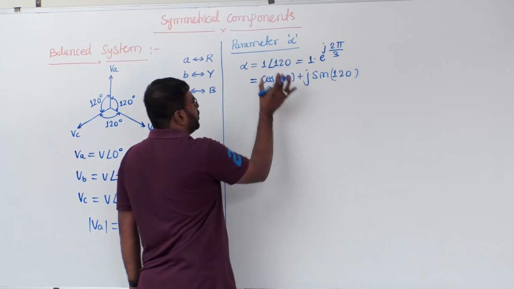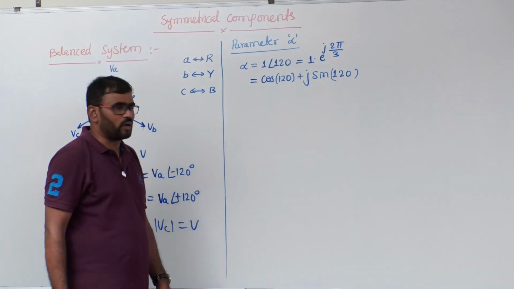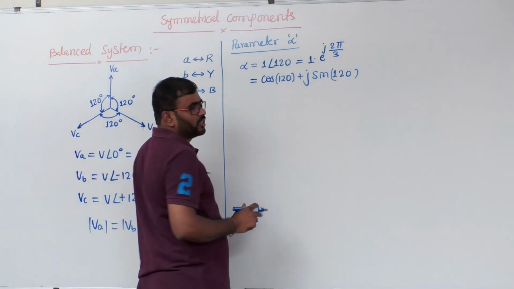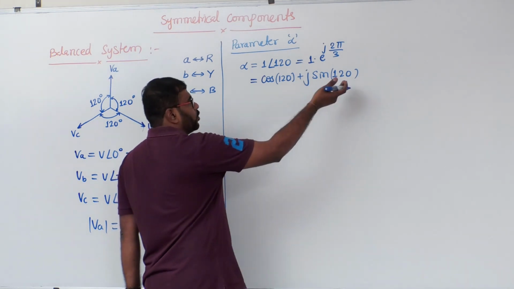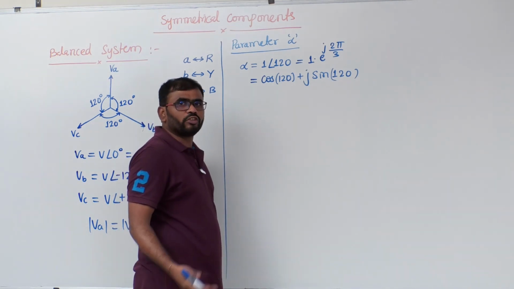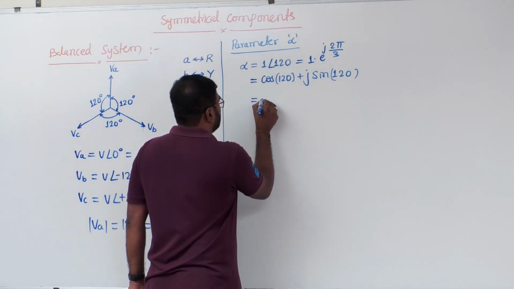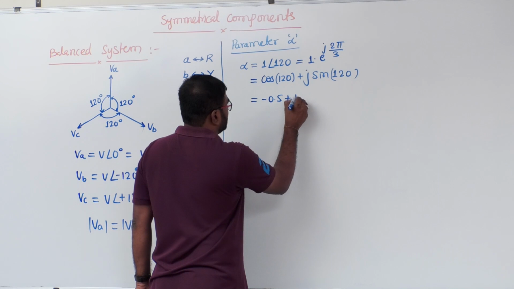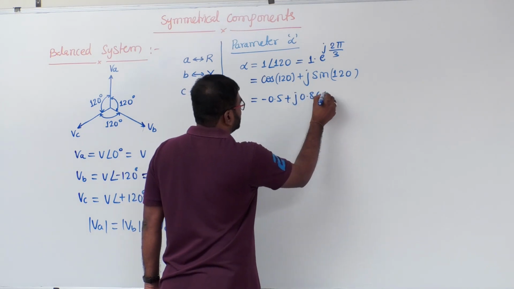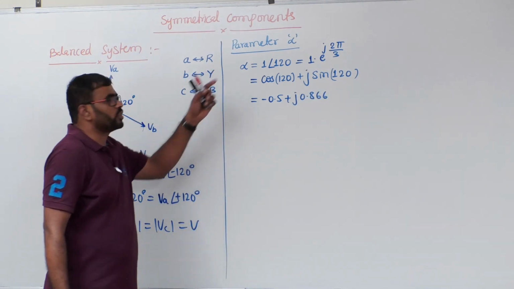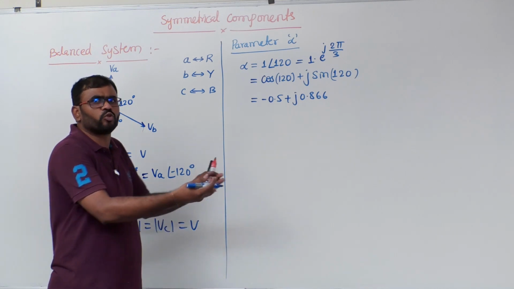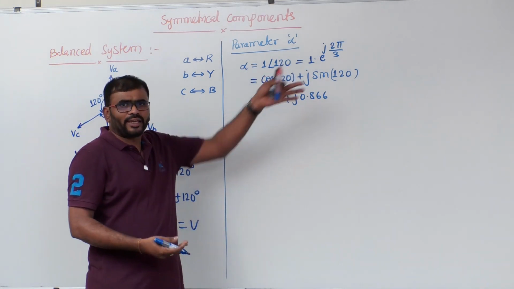This is in polar form, this is in what? The complex form. Okay. Now cos 120 is minus 0.5, sin 120 is root 3 by 2, which is 0.866. So I can substitute that: minus 0.5 plus j 0.866. That is the value of alpha. I am just assuming alpha is 1 at an angle 120 degrees.